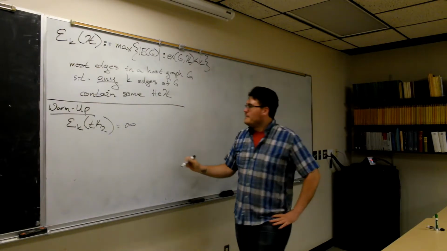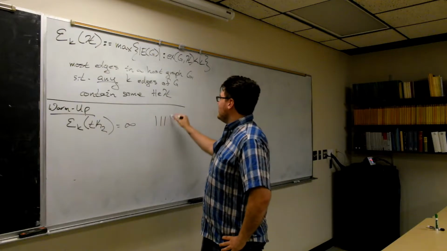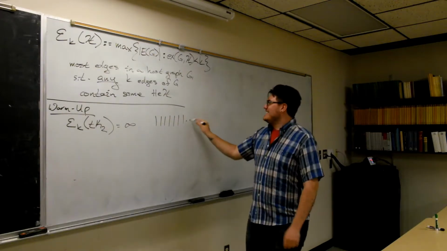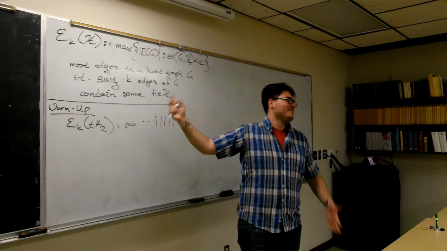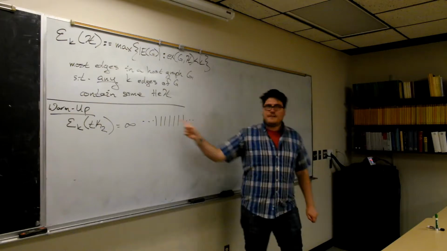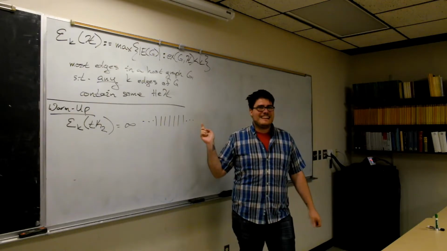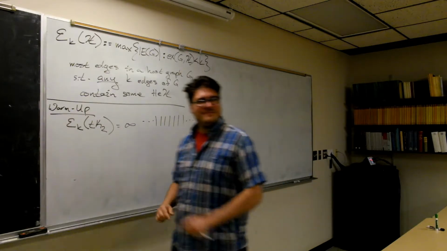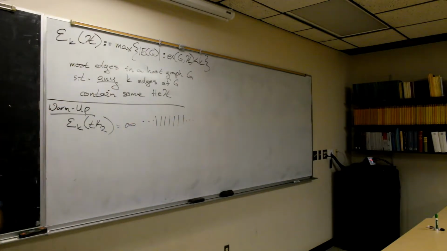Why is this infinity? Well, what I could do is just take an arbitrarily large matching. As many edges as I want. So it has, for all intents and purposes, infinitely many edges. But what happens if I pick any t edges? I get a matching. Does this make sense? All right, so this answer should be infinity for a matching.